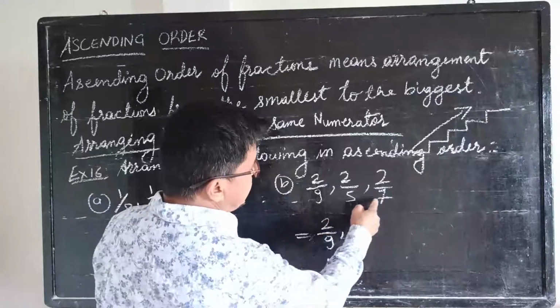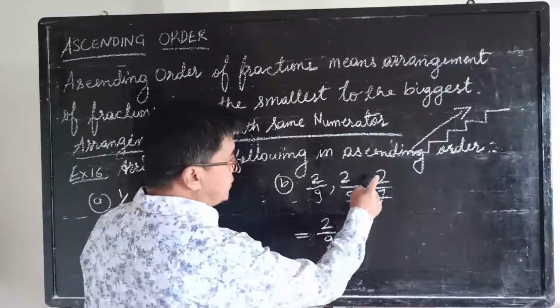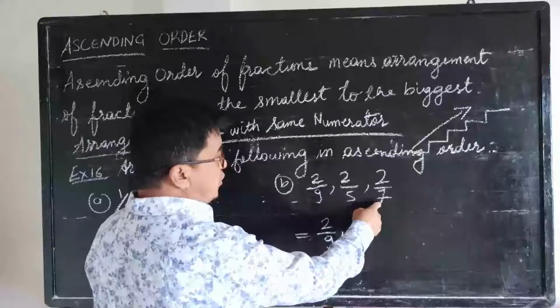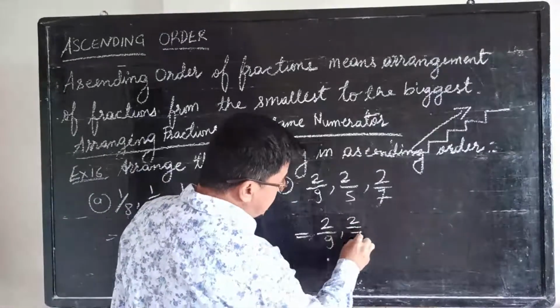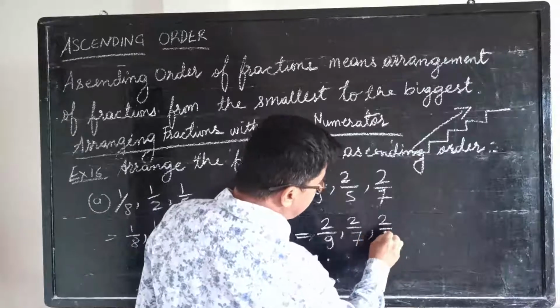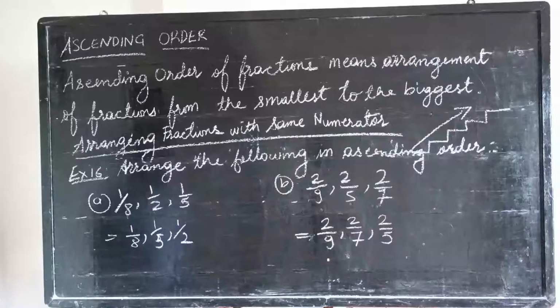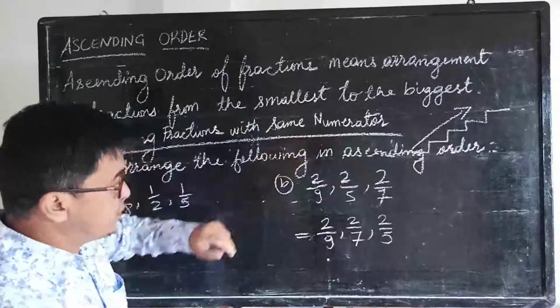Now 5 and 7, which is big? 7. So this comes next, because the bigger denominator is smaller. Then 2 upon 7, and the last one is 2 upon 5. So this way you can write the fractions in ascending order when the fractions have the same numerator.